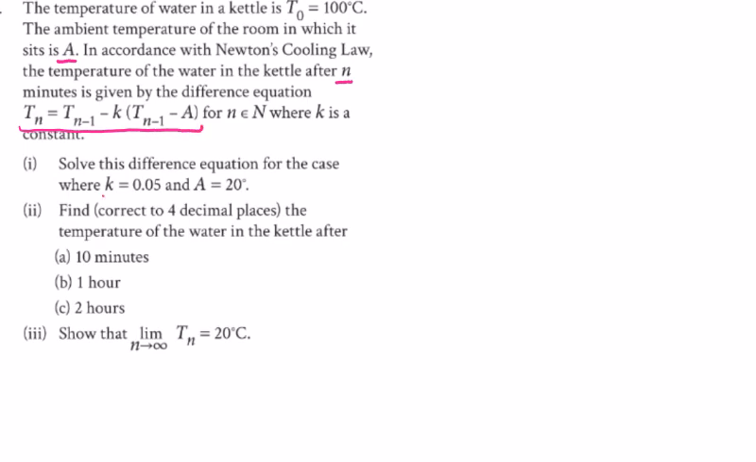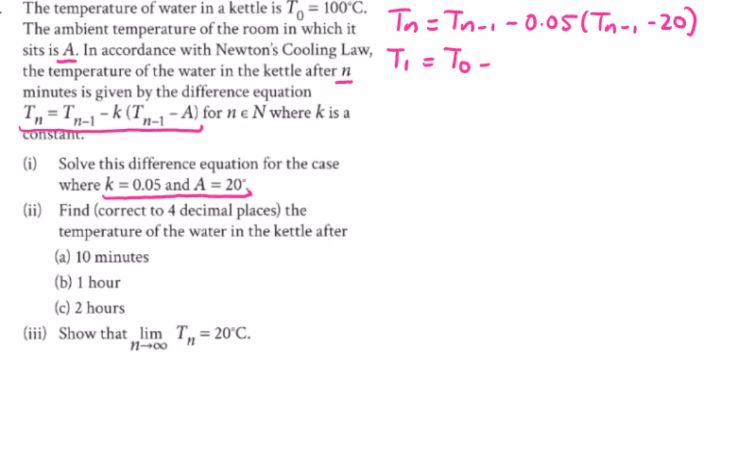We're asked to solve it, given two factors. K is 0.05 and A is 20. So let's rewrite it as Tn is equal to Tn minus 1 minus K, which is 0.05, times Tn minus 1 minus A, minus 20. T1, if n is 1, will be equal to T0 minus 0.05 times T0 minus 20.